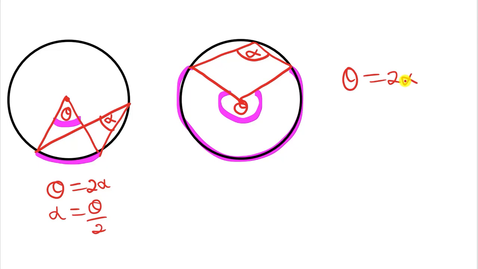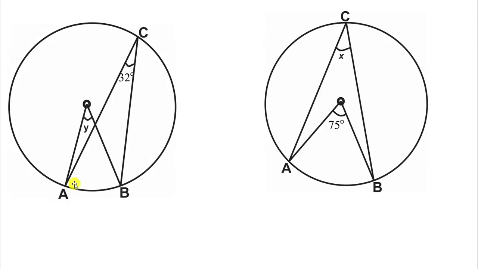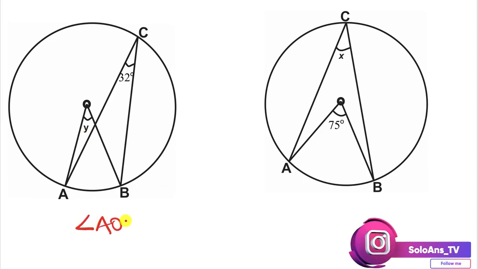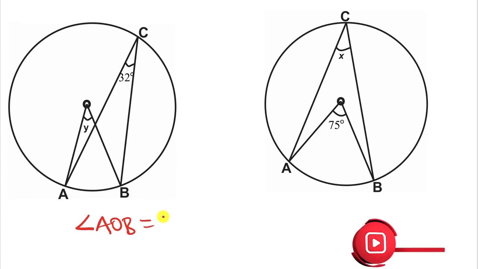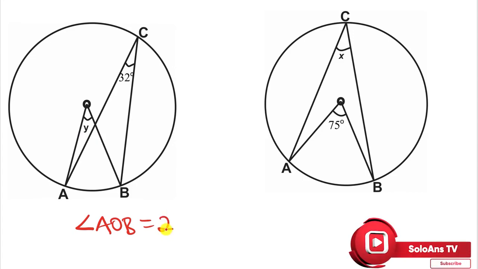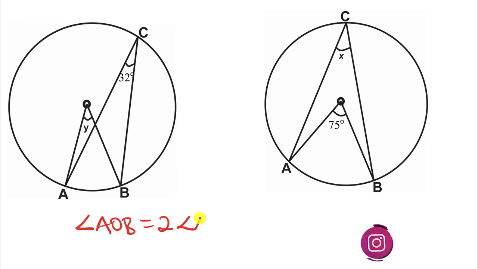All right. So now let's consider some examples on this particular theorem. Now we have these questions and we want to find the marked angle. Let's assume that the center is O, point O. If that is the case, then from what we have here, the angle marked Y is the angle at the center. And that angle at the center, angle AOB, will be equal to 2 times angle ACB.